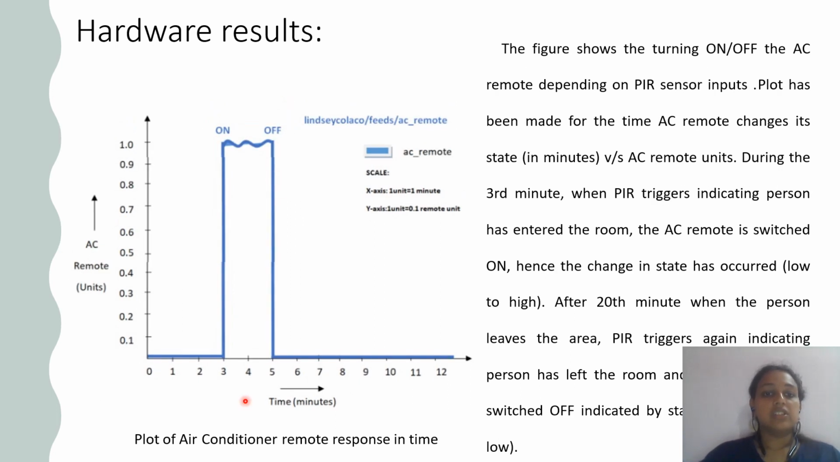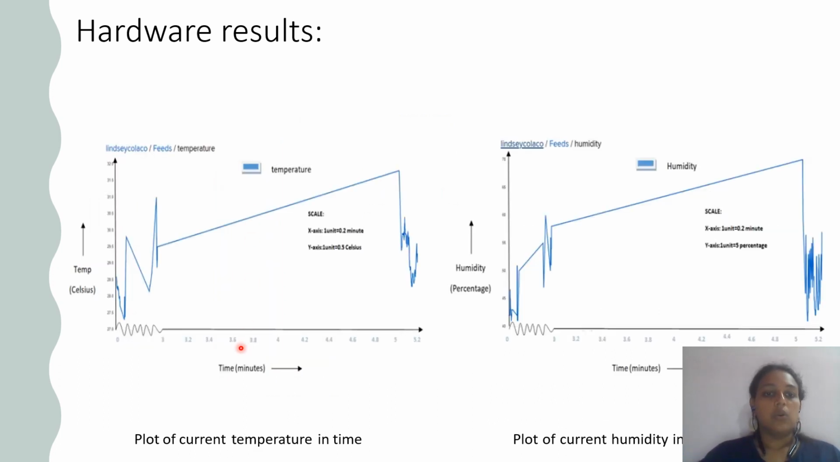These are the air conditioner remote responses, similar to the previous ones. Now, the current temperature and the current humidity of that room during the 3rd and 5th minute have been recorded. As seen, at the 3rd minute the temperature has increased because the AC and the fans are turned on, obviously. At the 5th minute, when the person is leaving the room, the temperature has decreased because my AC and the fans are turned off. Similarly, the humidity graph shows an increase from the 3rd to 5th minute and then it goes down.